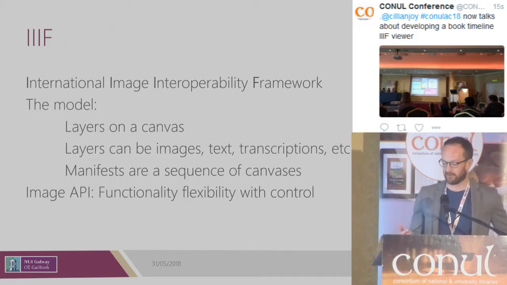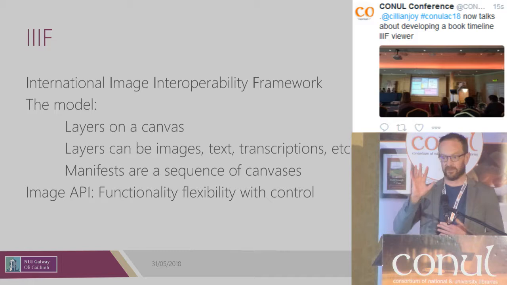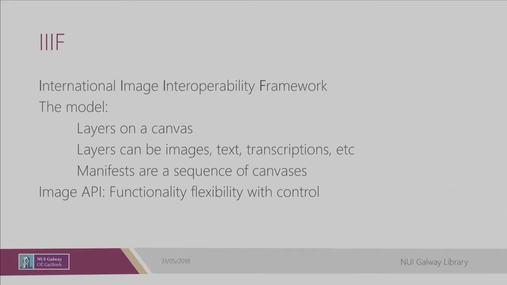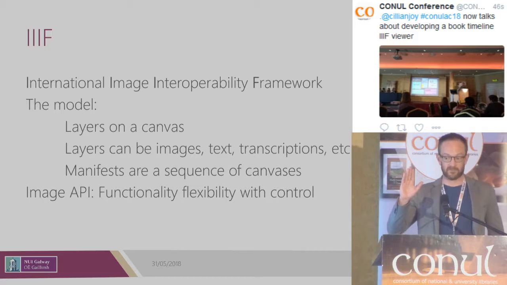So as I said, IIIF stands for International Image Interoperability Framework. The basic model is that just like a painting, you start off with a blank canvas and then you put things on that canvas. So typically that could be an image, but it could also be annotations or other things like that. Once you have your canvas, or your page or your image, whichever way you want to describe it, the next thing you need is a manifest, and the manifest is a sequence of canvases, so basically paging through the book.